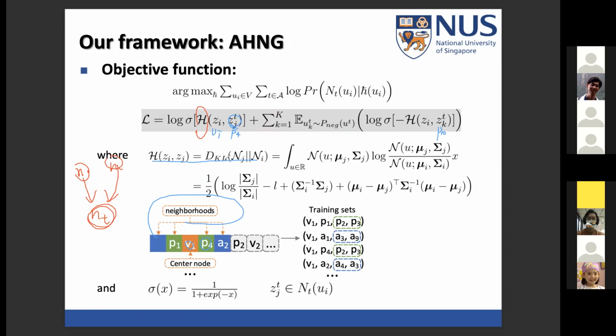Okay, I got it. So basically you want all the nodes in the same window to be as similar as possible, right? Yes. And in this case, if V1 and P4 have exactly the same distribution, the objective function will be minimized, right? Yes.